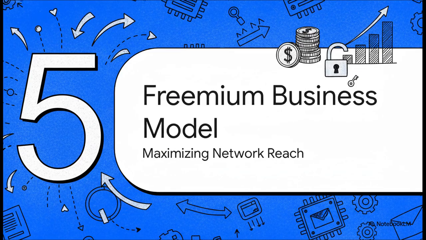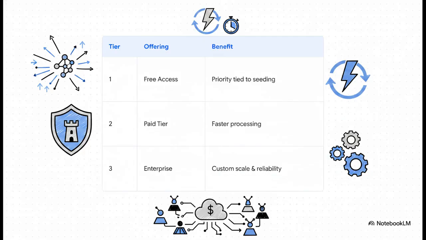Let's look at Section 5, the freemium business model. The business strategy here hinges on a classic freemium model to maximize network reach. Tier 1 gives you free access, but your processing priority is tied directly to your seeding contribution. From there, it monetizes through Tier 2 paid subscriptions for power users who need faster turnarounds, and then Tier 3 enterprise plans, which offer custom scale and absolute reliability for massive organizations deploying fleets of AI agents.